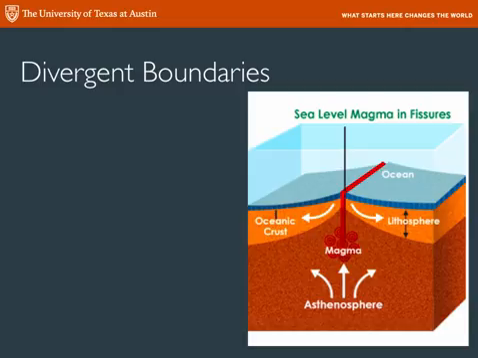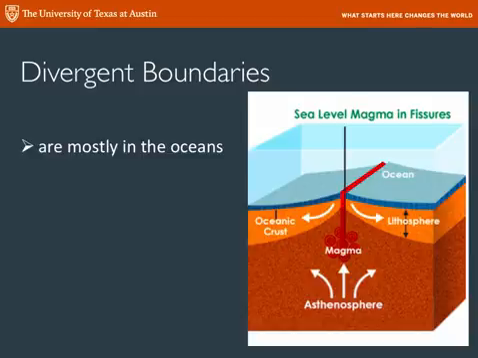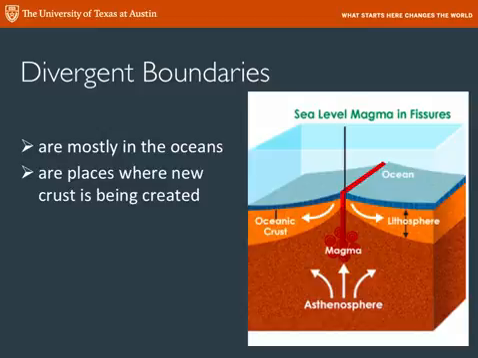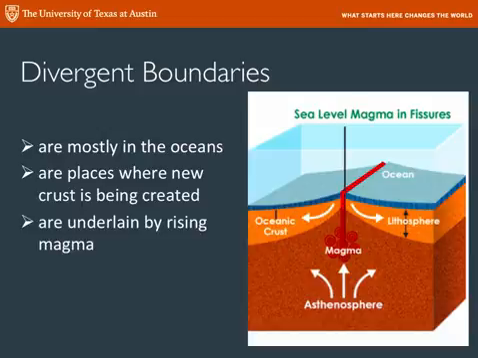Here's a cross-section of a divergent plate boundary, and there are a few things to pay attention to. First of all, note that these are mostly in oceans, and so of course this one is drawn in an ocean. Divergent plate boundaries are places where new crust is being created. You can see that magma in the mantle is rising to the surface at the divergent plate boundary. And divergent plate boundaries tend to form long ridges on the ocean floor.